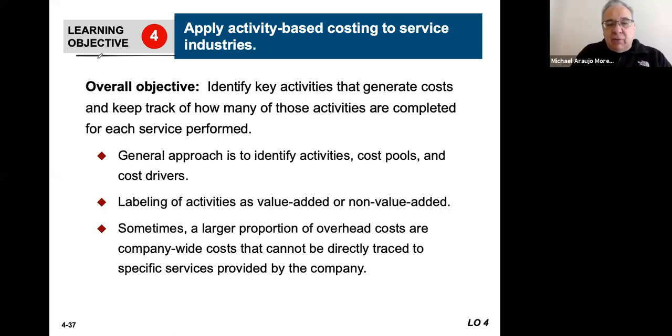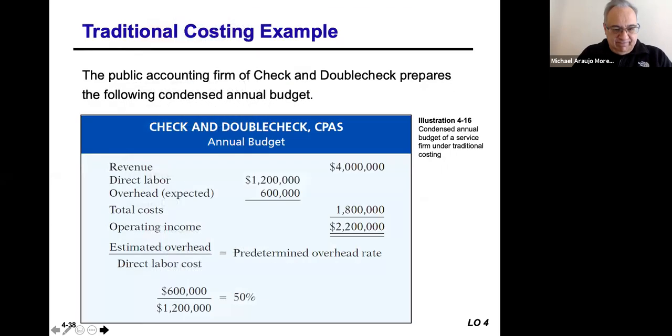All right, so learning objective 4 looks at ABC, but as it relates to a service business. Learning objective 2 looked at it from a manufacturing business perspective. How does it look when ABC is used in a service business? That's basically what this objective is about. So let's get to it.